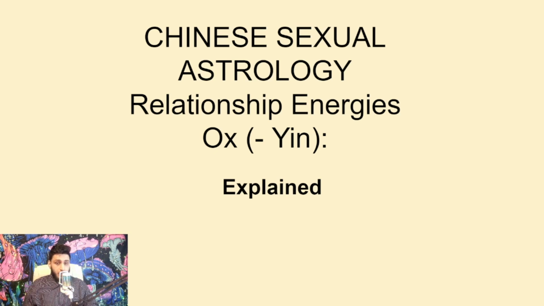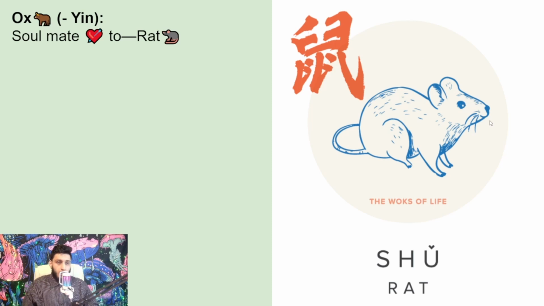Today, we'll be continuing our series on Chinese sexual astrology, specifically relationship energies of the ox, which is a negative yin. So without further ado, let us begin. In our previous video, we stated how the rat was the soulmate to the ox. The same is likewise for the ox. For the ox, the negative yin, its yang soulmate is the rat. As we see here, the soulmate to the ox is the rat.